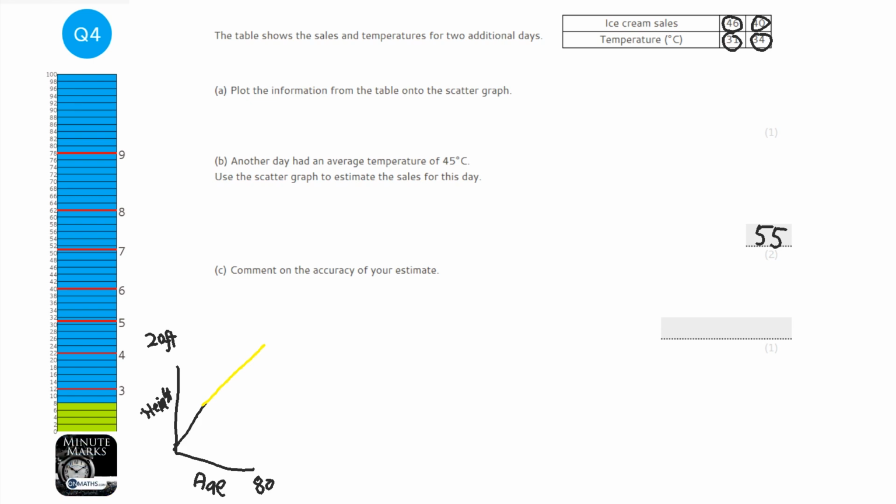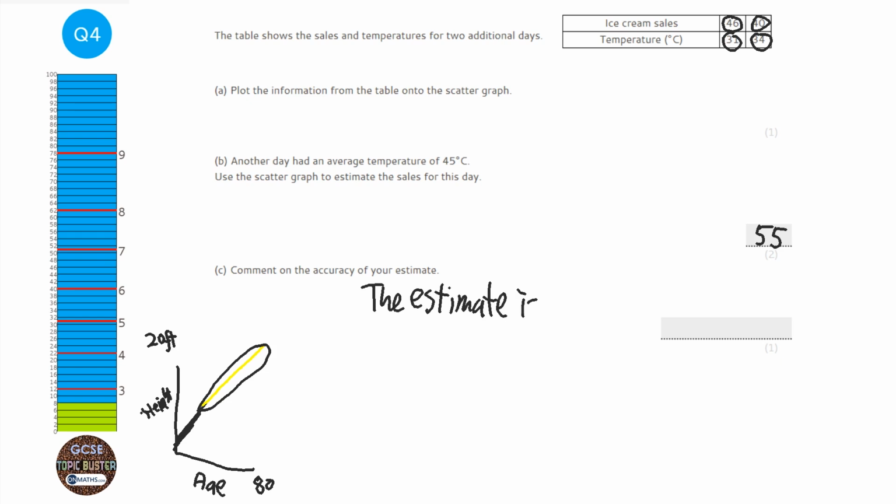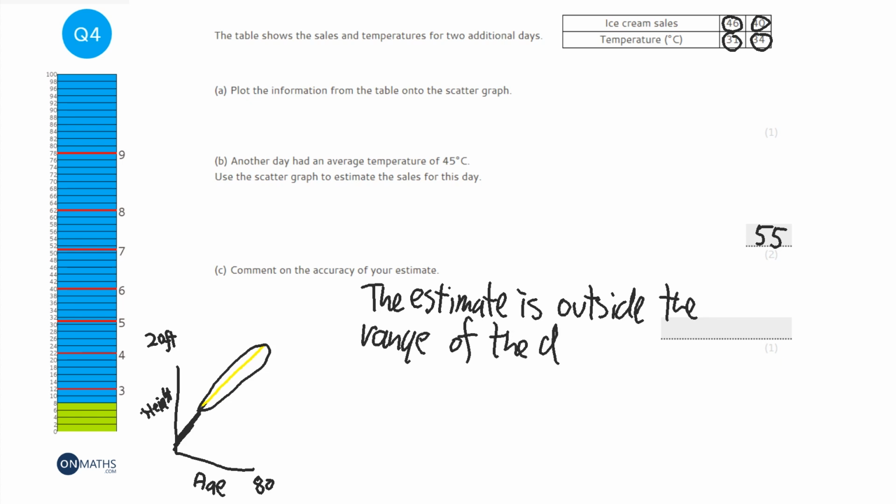It's because we're quite confident with down here, because we've got data for that, but we're not very confident with this bit here. We don't know whether the trend continues. Now, with ice cream sales, if it's ridiculously hot, no one's going to leave their house. They're all going to be sitting inside with their air conditioning or sitting in their car with their air conditioning. So we know it probably won't continue. So if you just say that the estimate is outside the range of the data, and if you want to really impress the examiner, then you can use the word extrapolated. It's been extrapolated.